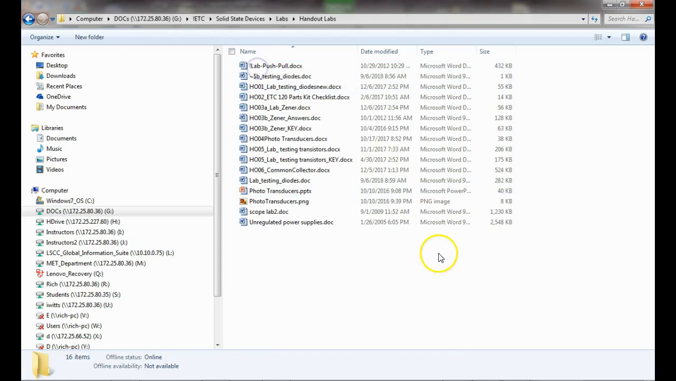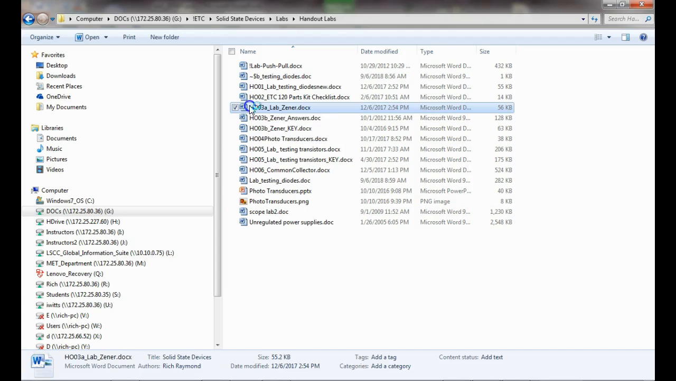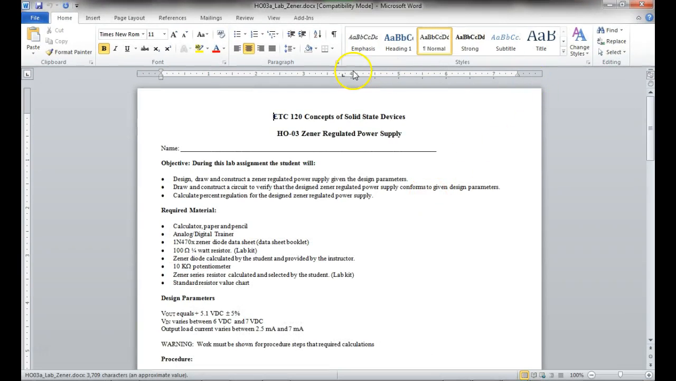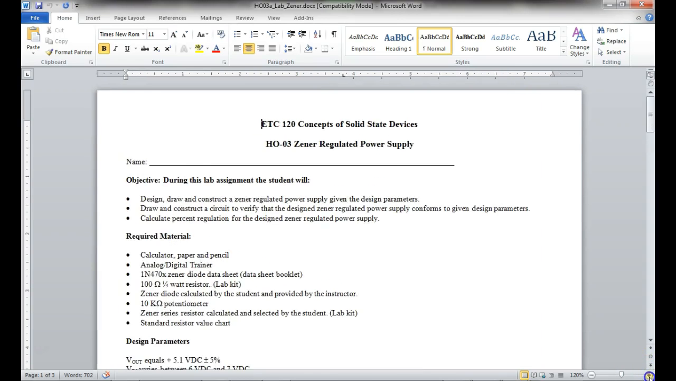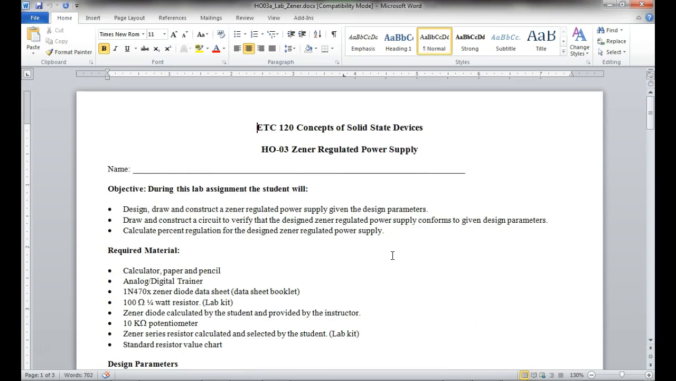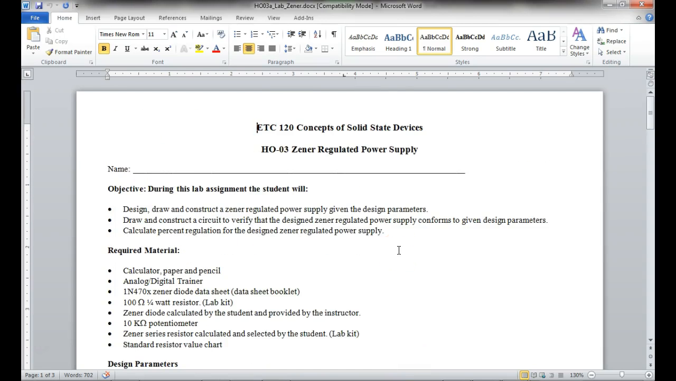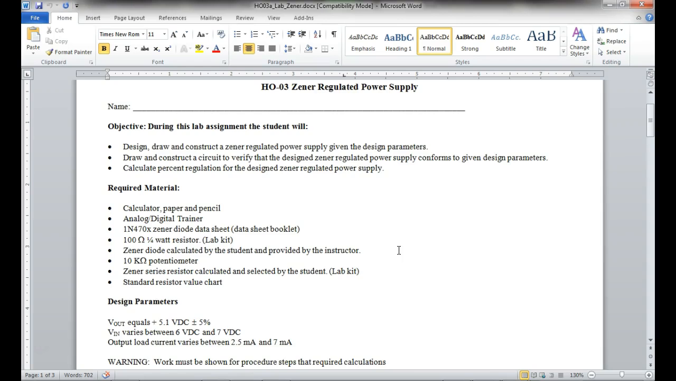So this lab, the Zener lab, is not in the book. There's no Zener lab in your lab manual, so this is going to be a handout lab. There's one handout lab we need to do too. I keep forgetting, I need to find my parts. We got a handout lab where you check diodes to see if they're good or bad.